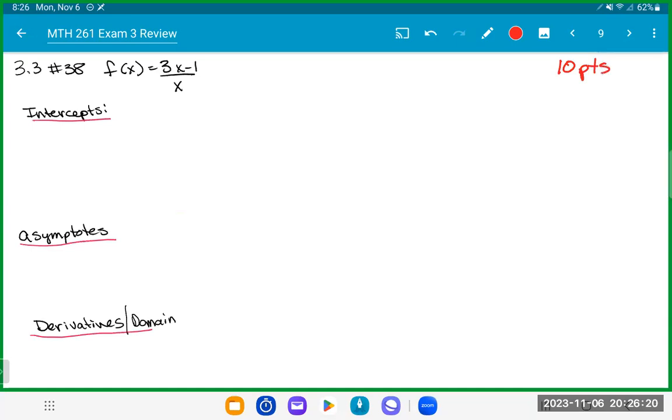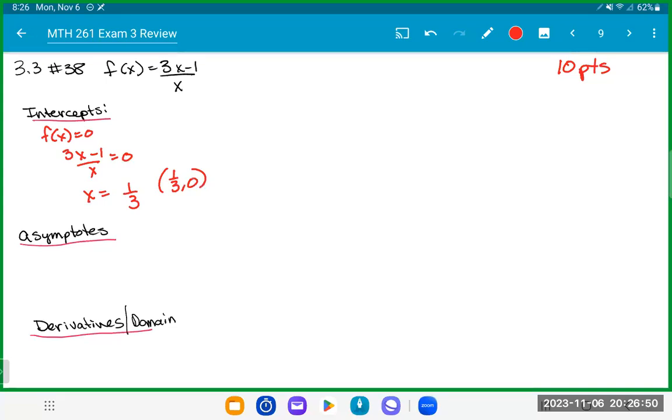Quite a few moving pieces. The first one, we want to find our intercepts. So when we do f of x equal to 0, that gives me 3x minus 1 over x equal to 0. So that gives me x is equal to 1/3 when I simplify. Not negative 1/3, just 1/3.